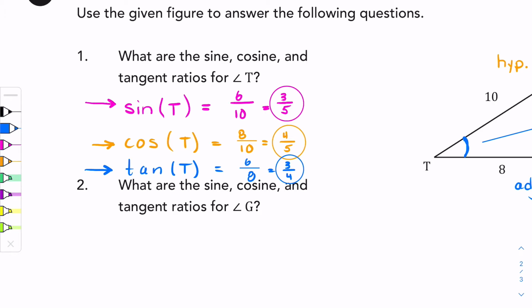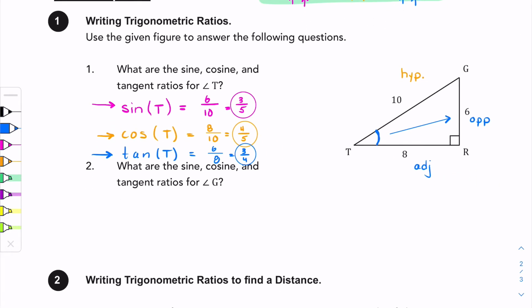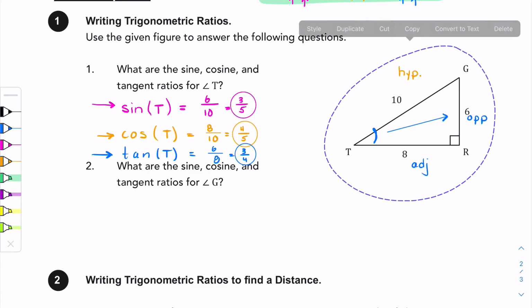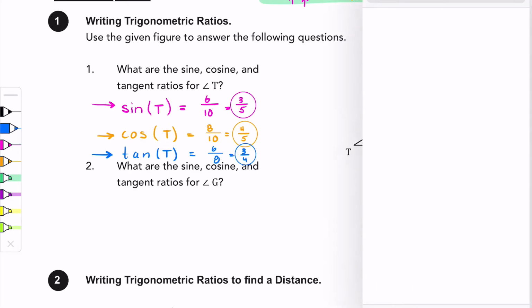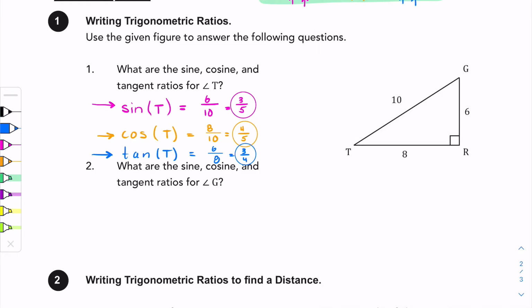I would like to have everyone try number 2 by yourself. Number 2 is focusing from angle G. So it is not the same answer as number 1. If we focus from angle G, I'll just label your sides for you. We have a new opposite side. We have a new adjacent side. The hypotenuse does not change.